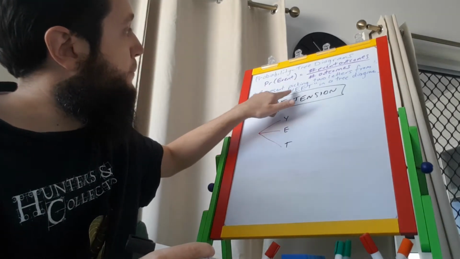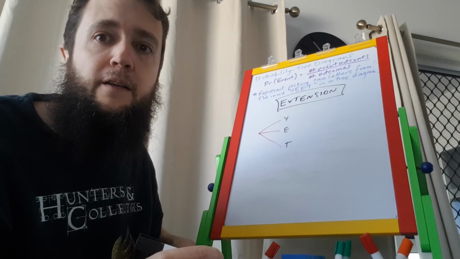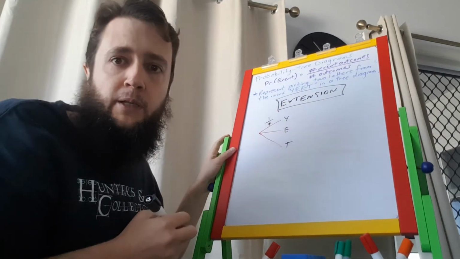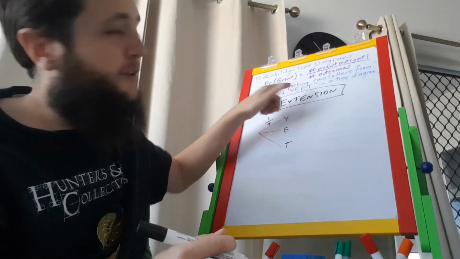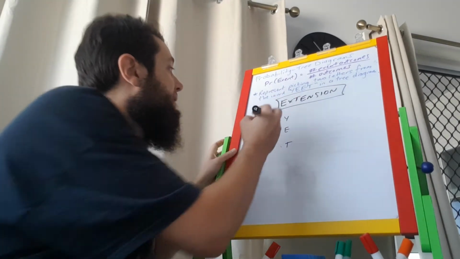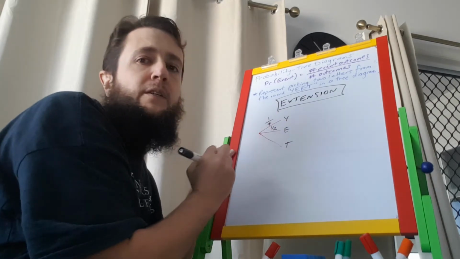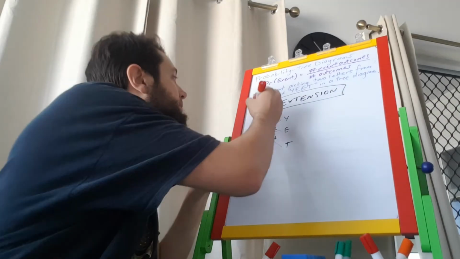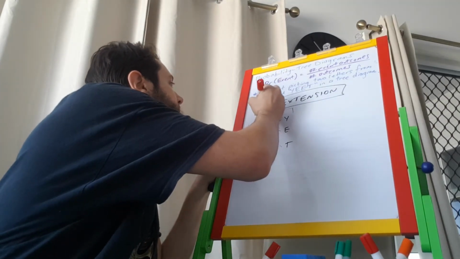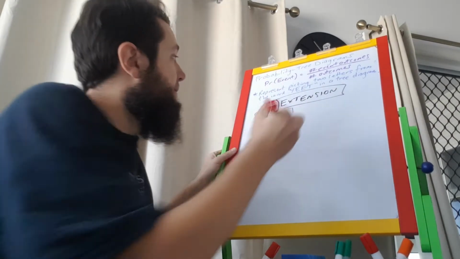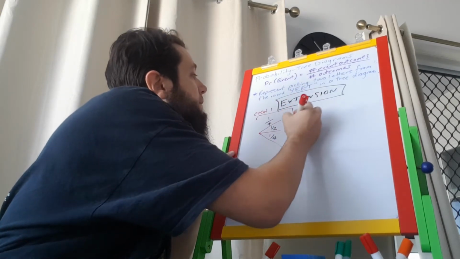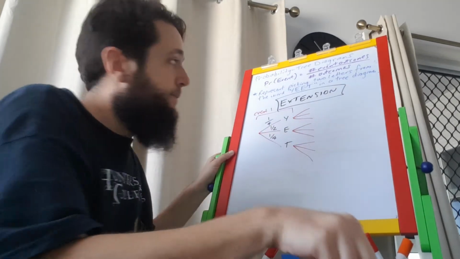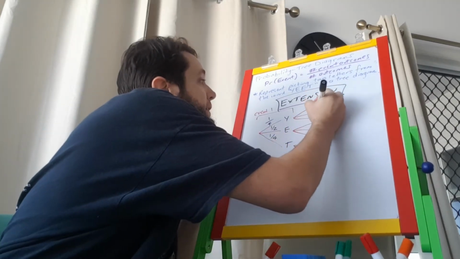What's the probability of picking a Y in yeet? It's 1 out of 4, right? The probability of getting E is 2 out of 4. 2 of the letters are E. That's the same as 1/2. So we actually put the probabilities on the branches. So that's event 1. And then for the second event, it's the same deal. But you can only get a Y, an E, or a T.